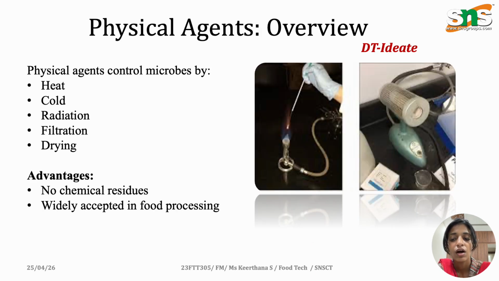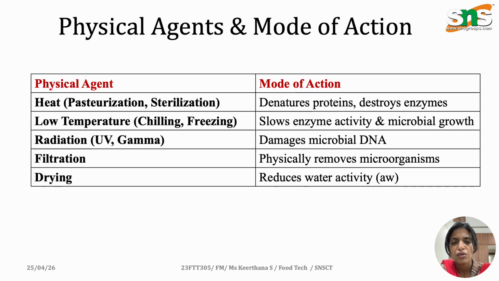Physical agents are those which control the microbes without adding chemicals. Examples include heat, cold, radiation, filtration, and drying. If you see the advantage, there is no chemical residue present and it is widely used in the food industries. So over this slide, let's understand how they basically work.